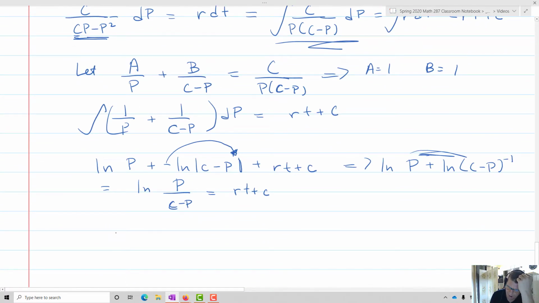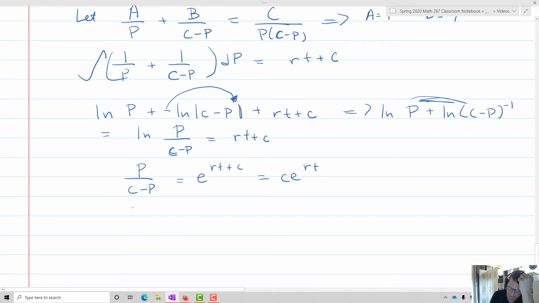Now what I need to do is raise it to e. So this is going to be p over c minus p equals, and we've seen this before, e to the rt plus c, which is going to equal c e to the rt.